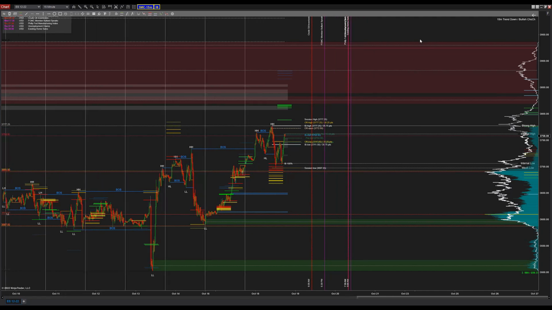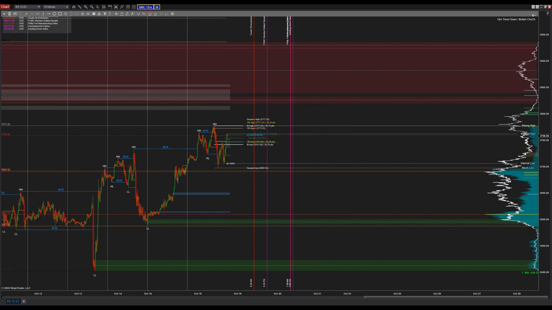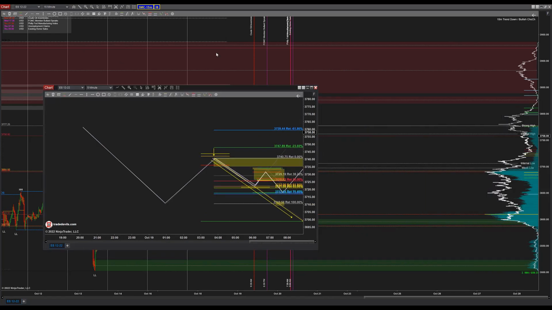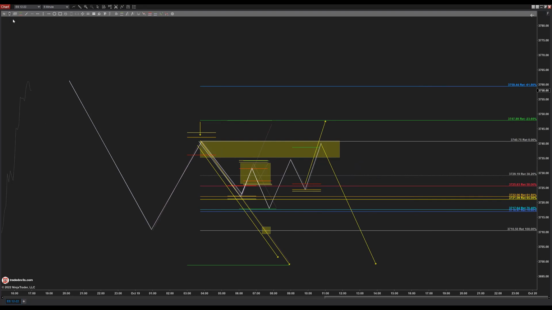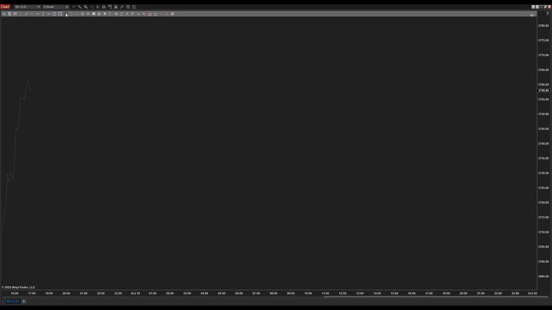Okay, let's go to the difference. Let me take the measured moves off. Remember, let's come back to this. I'm going to take all of this off and just make this point again. Let's get rid of these. We'll come back to just our line drawing tool. Let's talk measured move indicator first when we get right here.